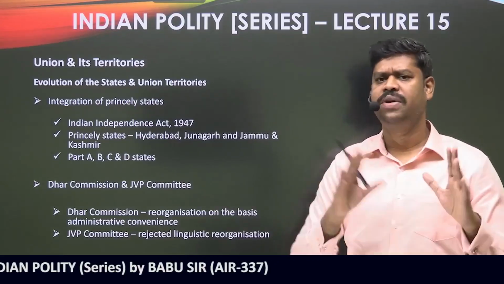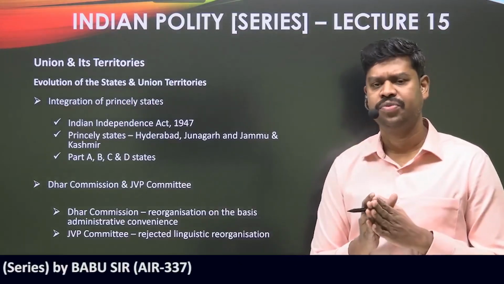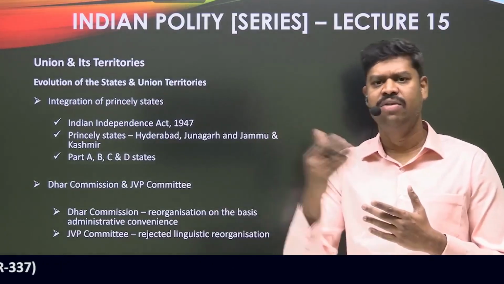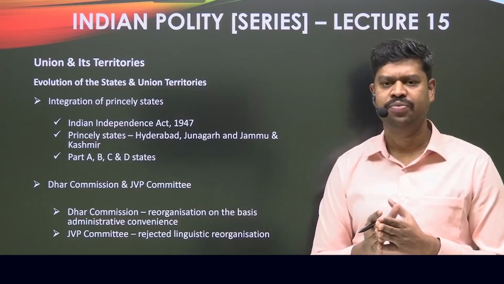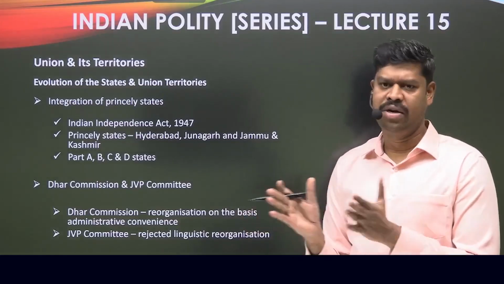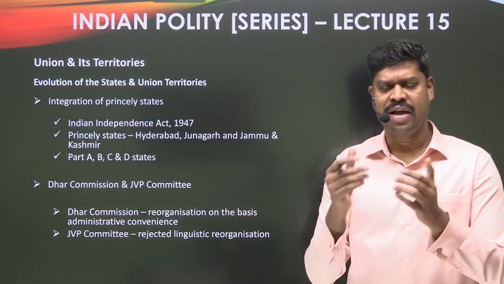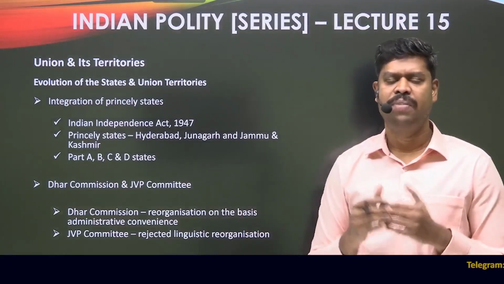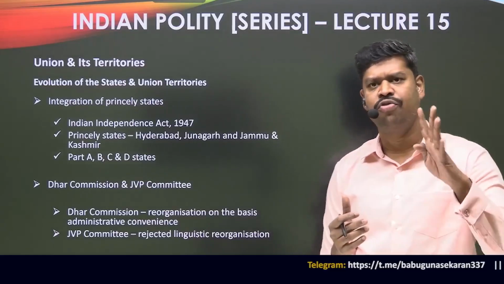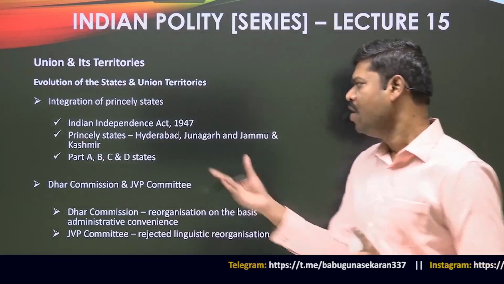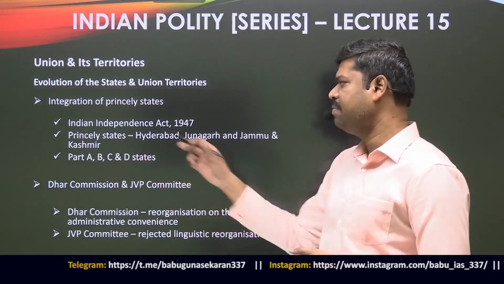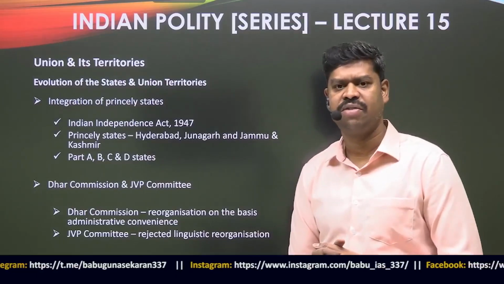Most of the princely states joined India. Some princely states wanted to remain separate, but they were also annexed with India over a period of time. So, at independence, if you see the British classification of India, there were fourfold states. What were the fourfold states? They were Part A, Part B, Part C and Part D states. These were the classification of the states.